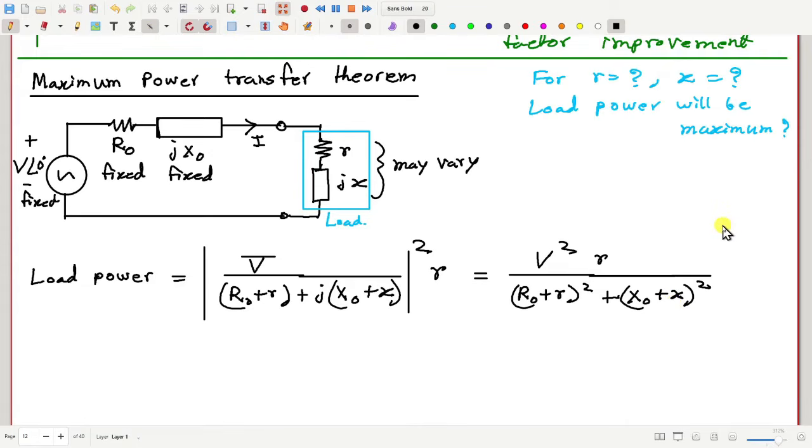Okay. Kindly mute yourselves. Sir, when x is equal to minus x naught and small r is equal to r naught. Yes, right. You are absolutely right. So we don't need to differentiate.